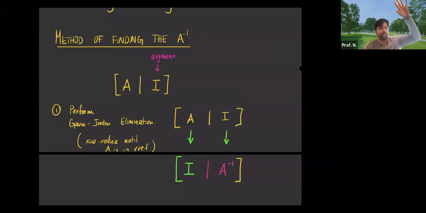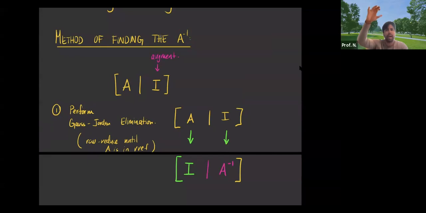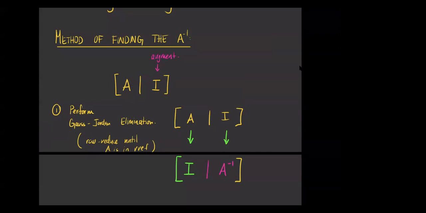Because remember, when we row reduce any matrix, you get one of two things. You either get the identity matrix, or you get a matrix that has ones on the diagonal but potentially a row of zeros. A matrix whose row reduced echelon form is not the identity is not invertible. And every matrix that is invertible, the row reduced echelon form of that matrix will always be the identity.